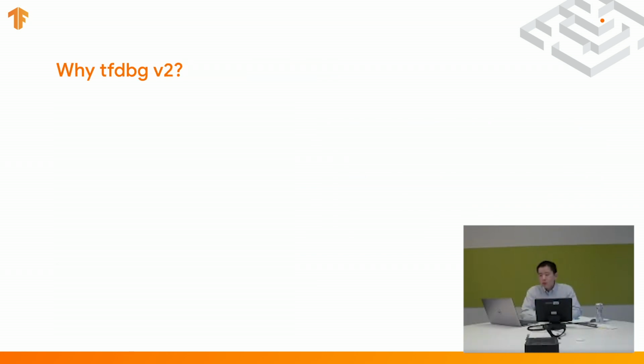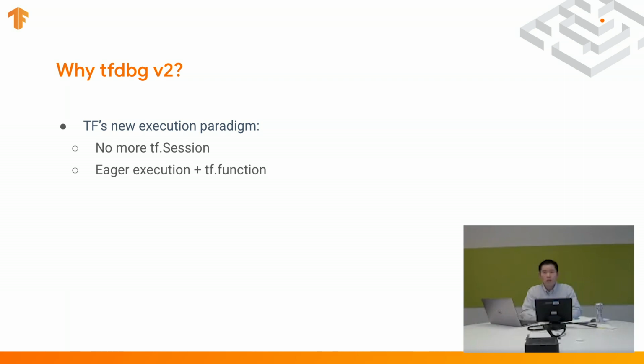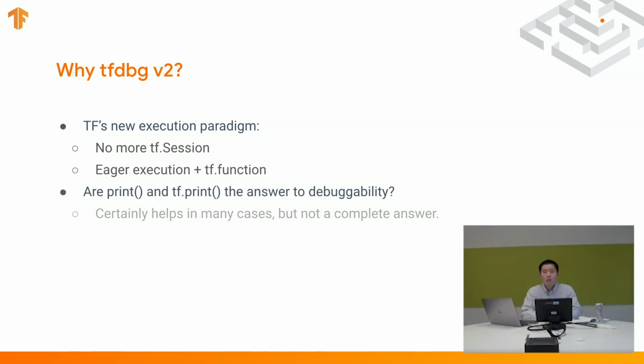So currently, we're working on V2 of TF Debugger. The reason we want to invest in this, obviously, first, we want to bring the tool up to speed with the current API, which has no tf.session, but involves eager execution and tf function. Also, in earlier parts of the presentation, you have seen that print debugging and tf.print are useful for a lot of debugging cases, but not in all cases, especially when you want to debug some code deep inside the TensorFlow code base itself.